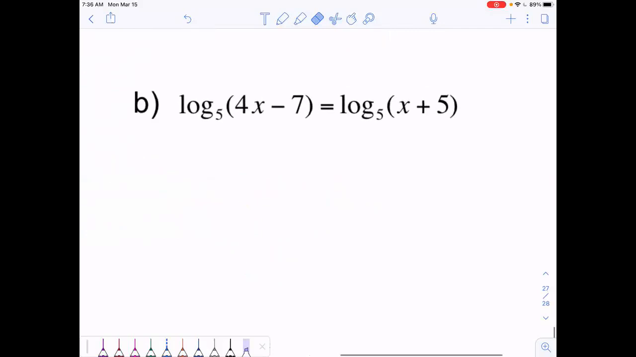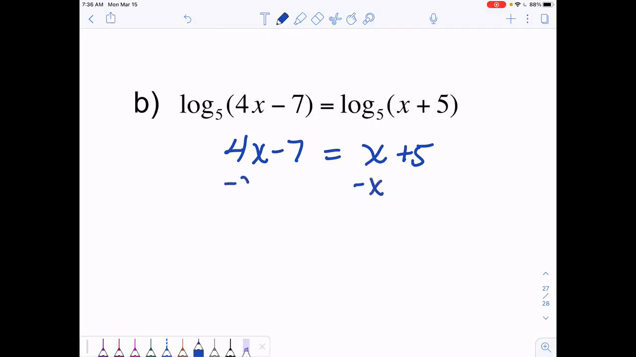Looking at part B, we have the log base 5 of 4x minus 7 equals the log base 5 of x plus 5. So again, as long as the bases are the same, then you can use the property of equality. So set the expressions after the log equal to each other. And again, we're subtracting x and adding 7. So 3x is equal to 12, or x would be 4.